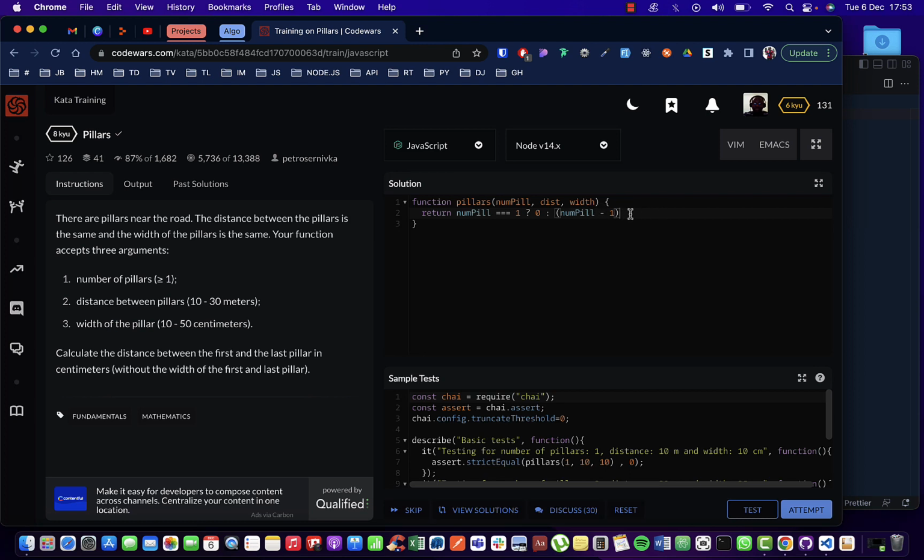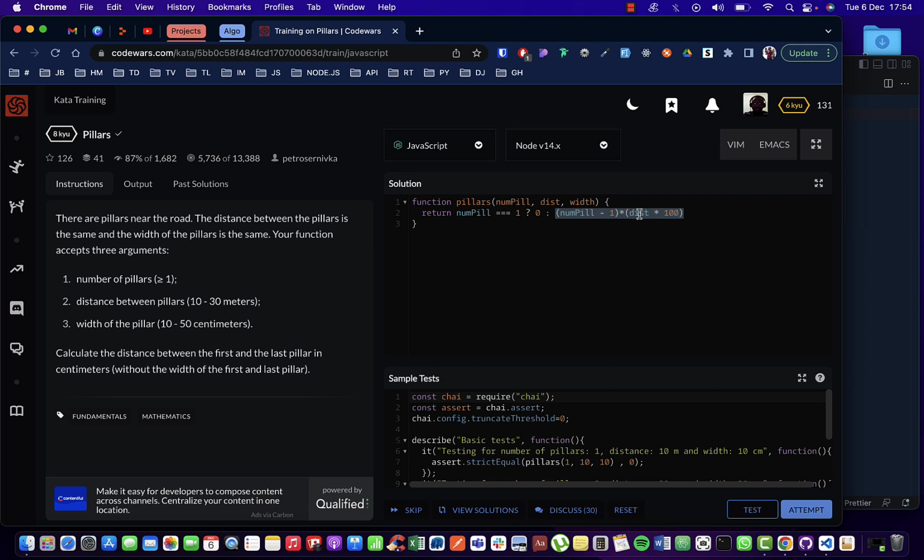So what do we multiply this by? We have to multiply it by the distance itself. The distance between the pillars we're given here is 10 to 30 meters, and if we are to convert that to centimeters, that means we'll multiply it by 100. So this is the distance here, so we're going to take that and say multiplied by the distance, then times 100, because we want to convert it to centimeters. So with this, we've been able to get the distance between any number of pillars.